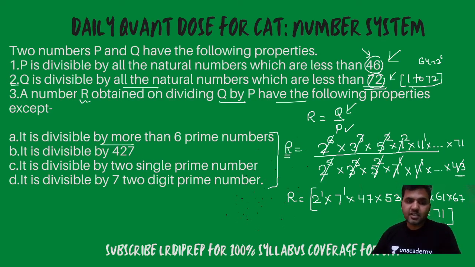It says it is divisible by more than 6 prime numbers. Yes, that statement is definitely true. As you can see, R as a number is made of 6 plus 2, 8 prime numbers. So it is divisible by more than 6 prime numbers.